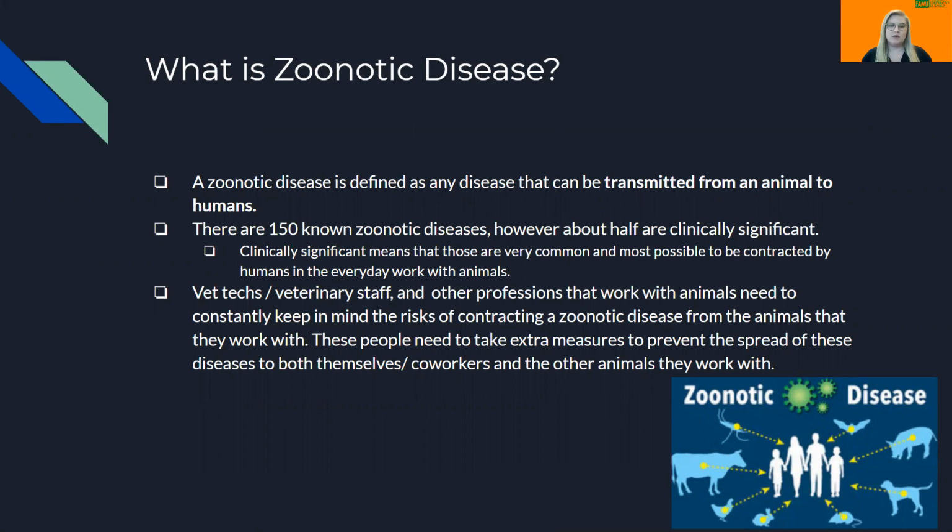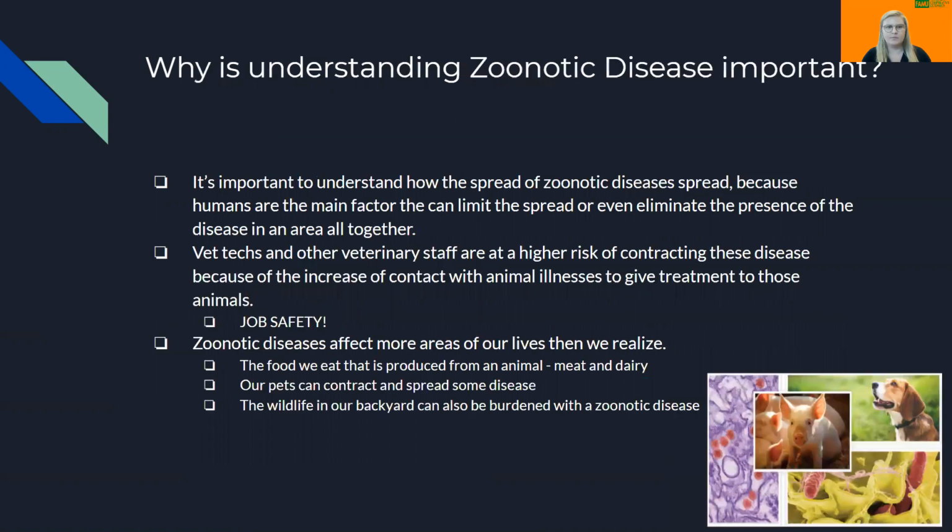with animals. Vet techs and veterinary staff, along with other professionals that work with animals, need to constantly keep in mind the risks of contracting a zoonotic disease from the animals that they work with. These people need to take extra measures to prevent the spread of these diseases to themselves, coworkers, and other animals that they work with. If you work in a zoo environment, any of the visitors that come to the zoo, clients, caretakers, anybody else that's working with those animals can also be at risk for contracting these diseases.